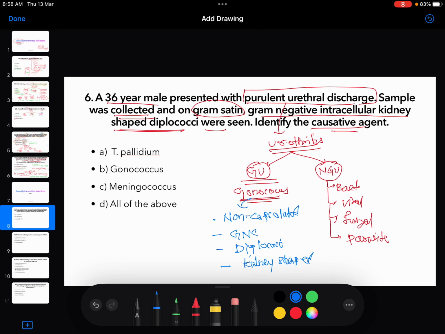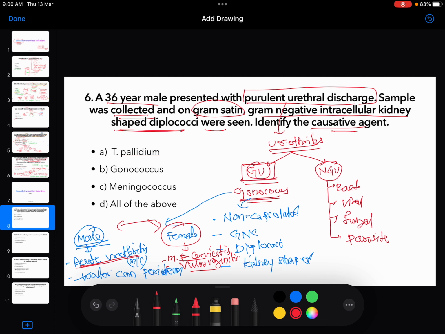In case of females, gonococcus causes mucopurulent cervicitis and vulvovaginitis. These are the two main presentations due to the gonococcus, called gonococcal infection.